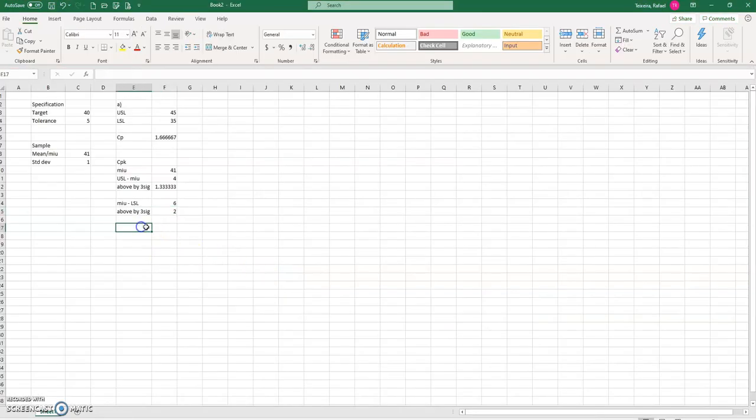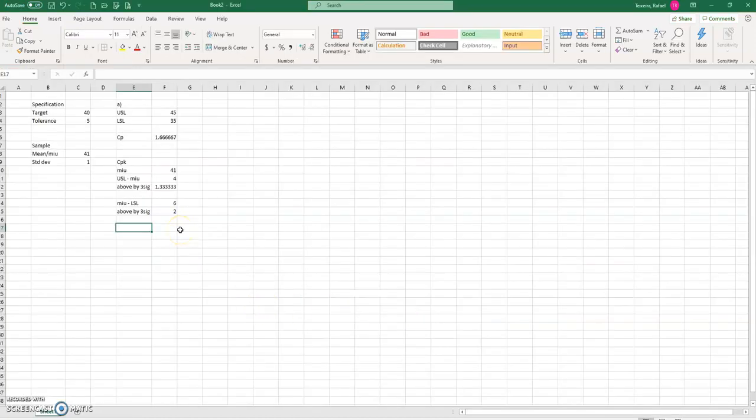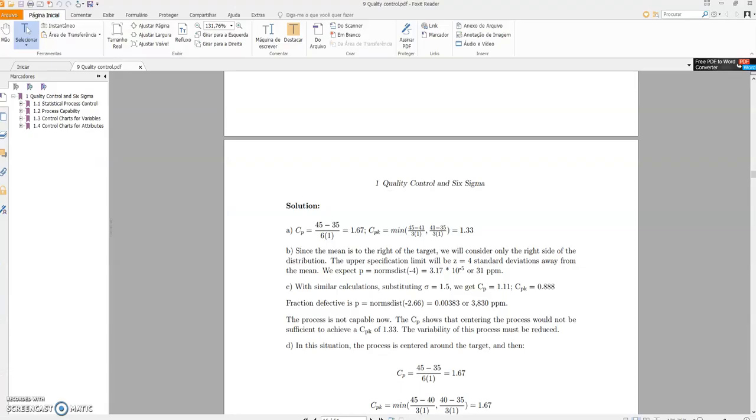Okay, now this formula is telling me that I have to select the minimum of these two. What is the smaller of these two? So my CPK is going to be the minimum. This one is the minimum, so I'm going to select this one, equal 1.333. Okay, so this is how you select. Let's take a look at the results. So these are the results matching what we are doing.